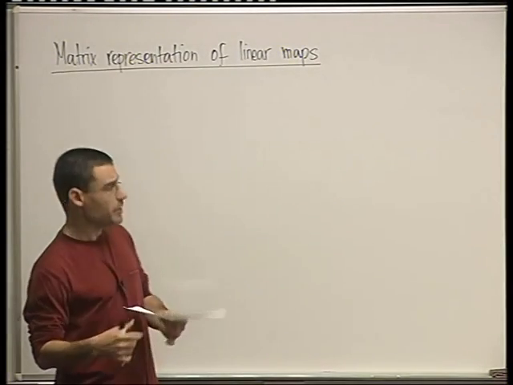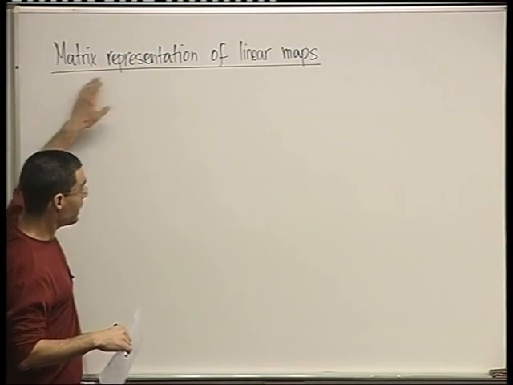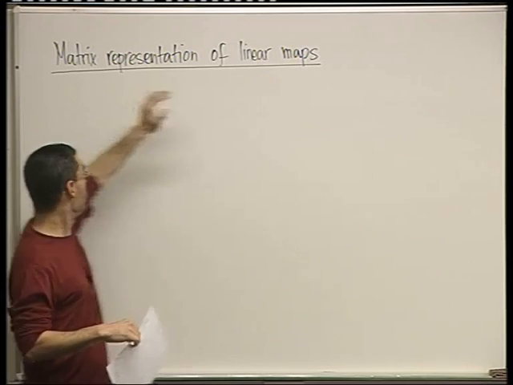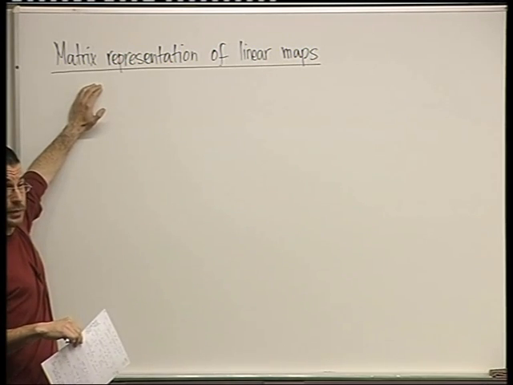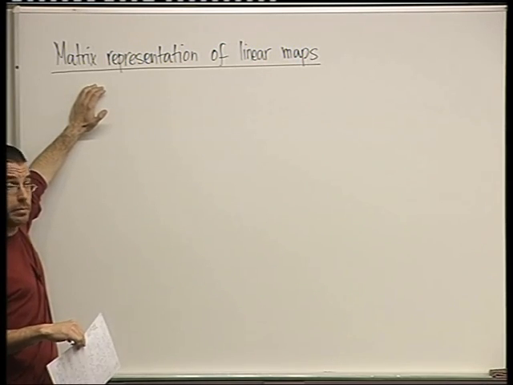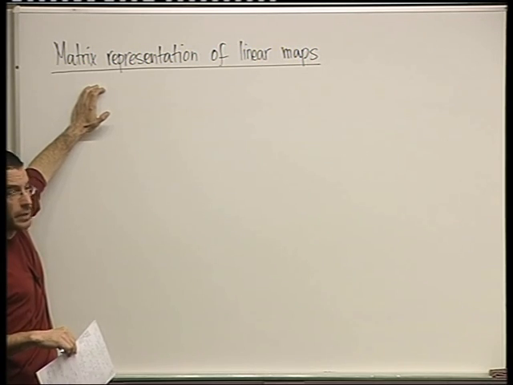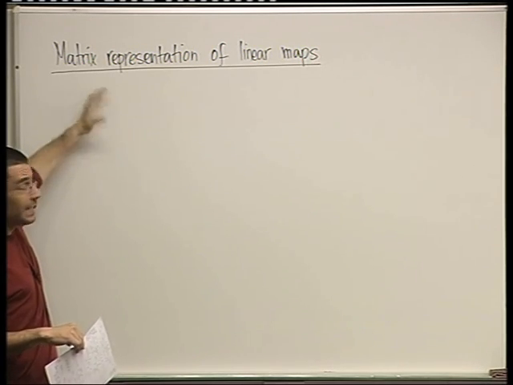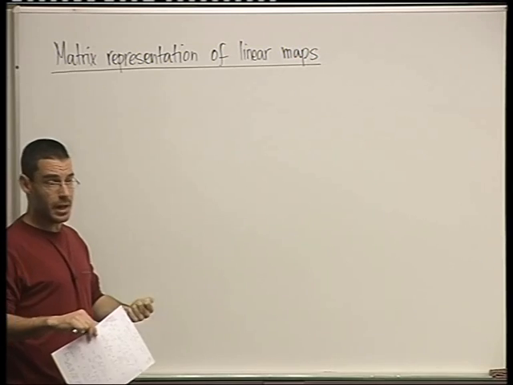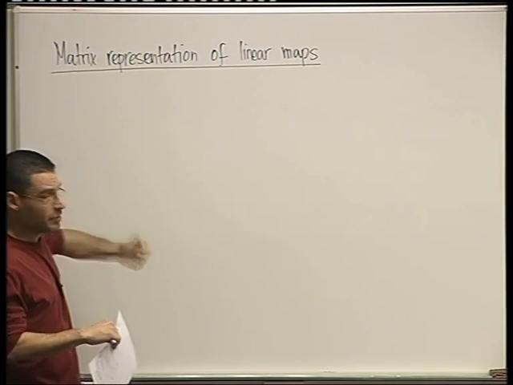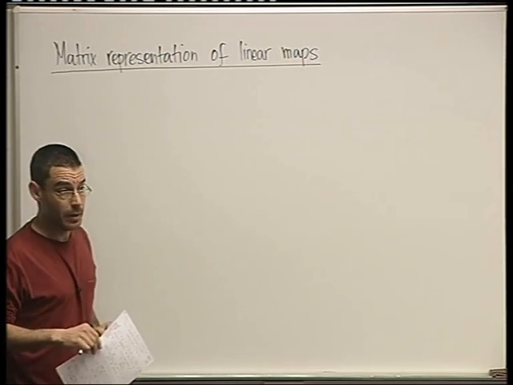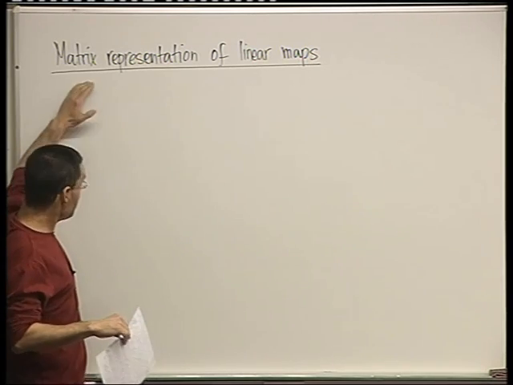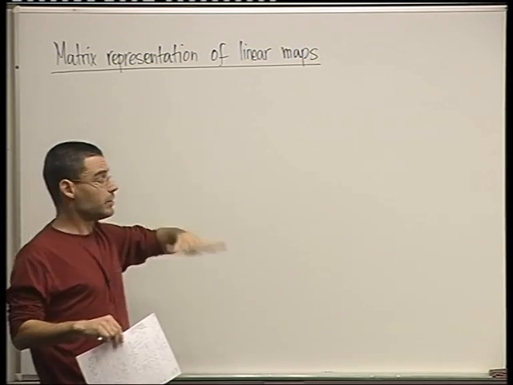We're finally ready to show that if we take a linear map, it can be represented by a matrix. So for any map T between V and W, there's a certain matrix that does precisely what T does: T of V equals A times V. Okay? And we're going to break this idea into two parts.